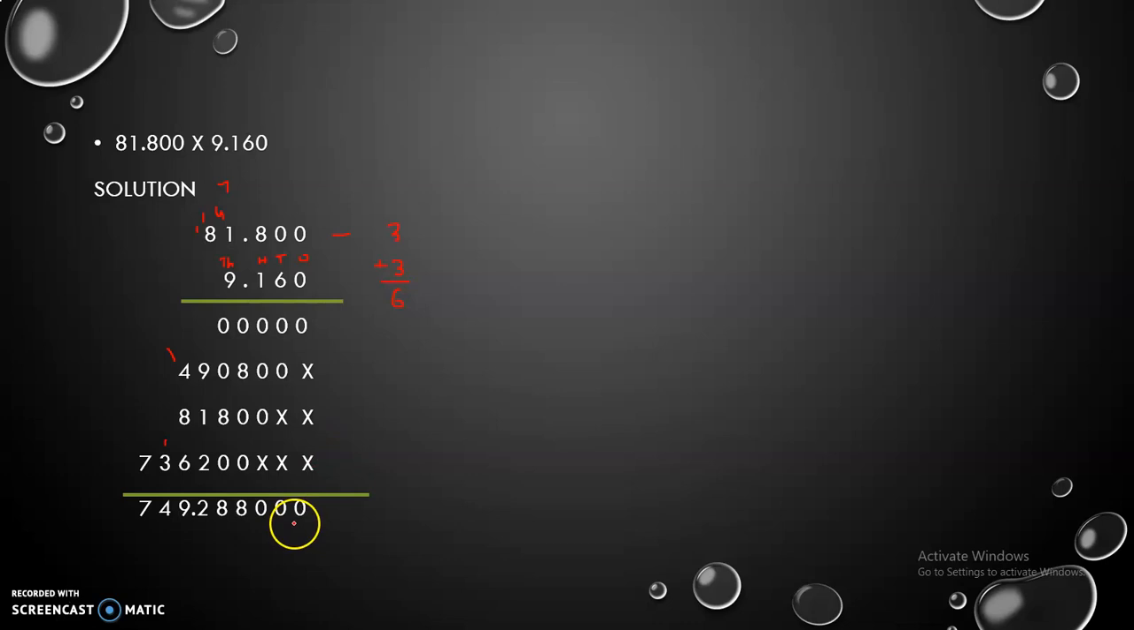Now what we have to do, we have to count 6 digits from the right hand side to write the decimal point. So 1 2 3 4 5 6. So here we have to write decimal point. So the answer would be 749.288000. I hope you all have understood.